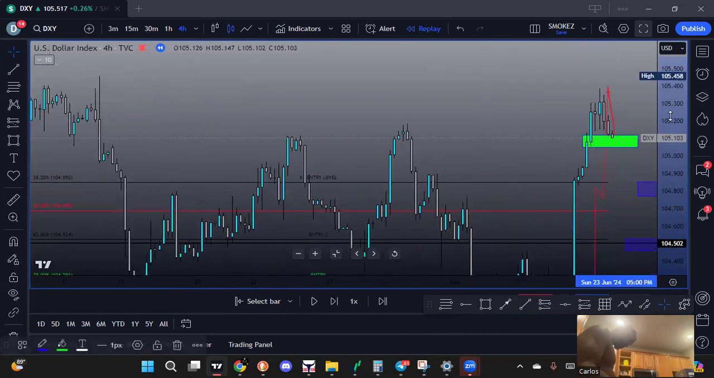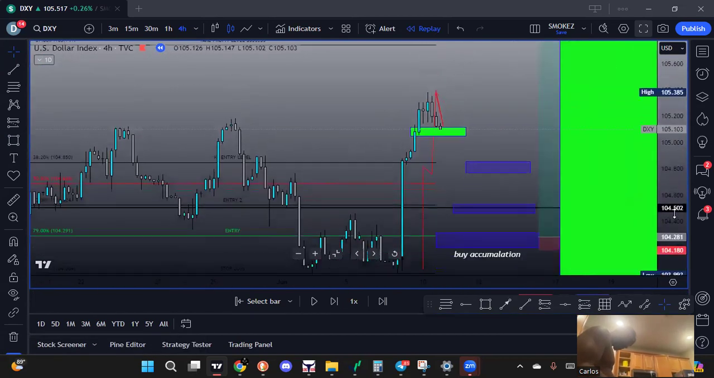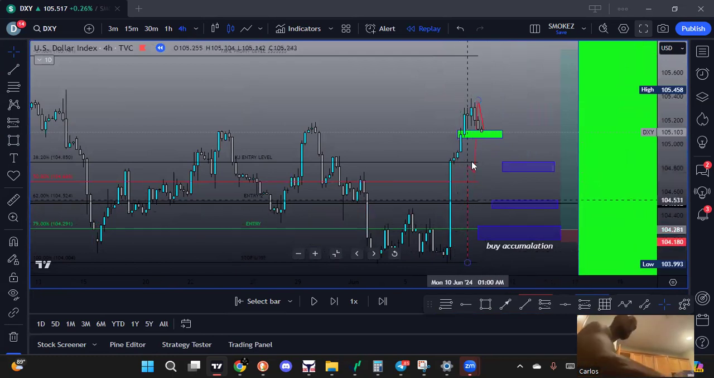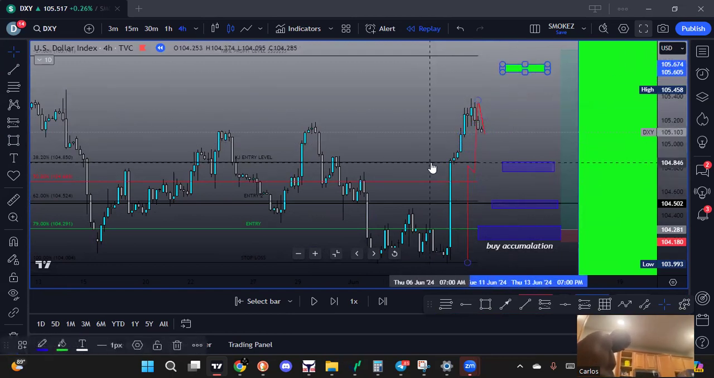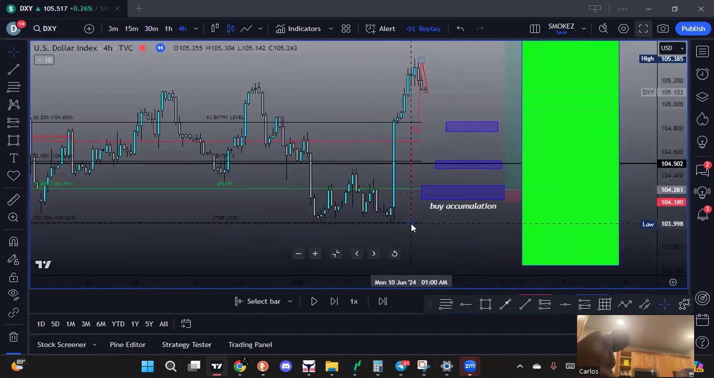All right, you don't see none of this. You know why? Because it hasn't played out yet. All you needed to see was price come down, and that's what it did. So it came down, it gives you a swing high.